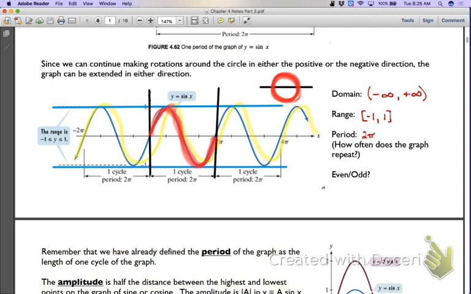And then is it even or odd? It's going to be odd because your values are going to be opposites of each other. If we have a negative value for x, it's going to give you the same value, but the negative, or opposite, version of it in terms of our y value.